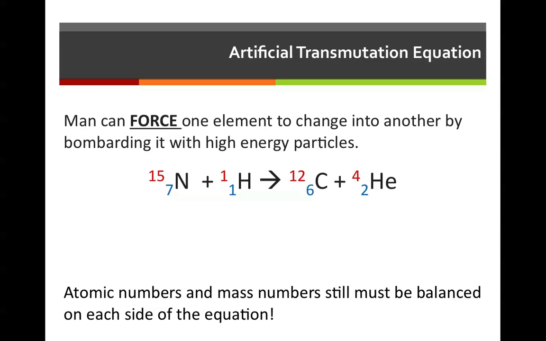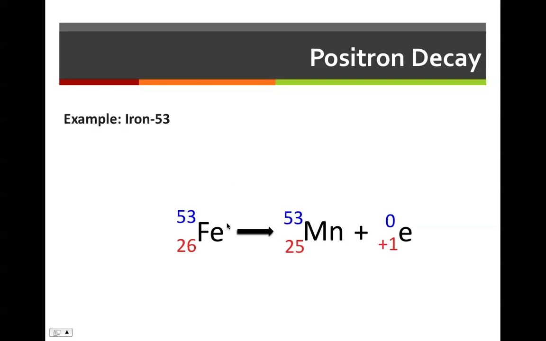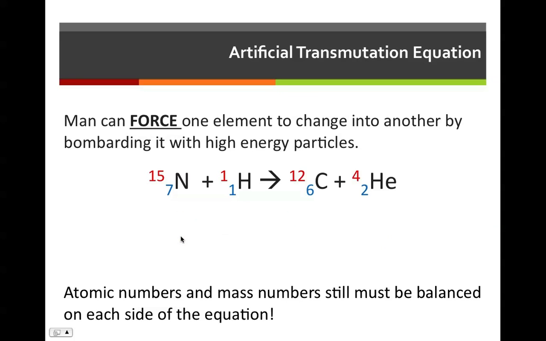Now artificial transmutation, this is a little bit different. Before, in natural decay, I only have one particle on the left, so this is happening on its own, spontaneously. However, in artificial transmutation, I have to take the atom or the nucleus of an element and bombard it with high energy particles to force what would be a stable nucleus to an unstable one. So my mass numbers and atomic numbers still have to be balanced on each side of the equation. So 15 plus 1 is equal to 12 plus 4, so they're both equal to 16. And on the bottom, both of them are equal to 8. So just because I have an extra particle here, mass and charge should still be conserved.